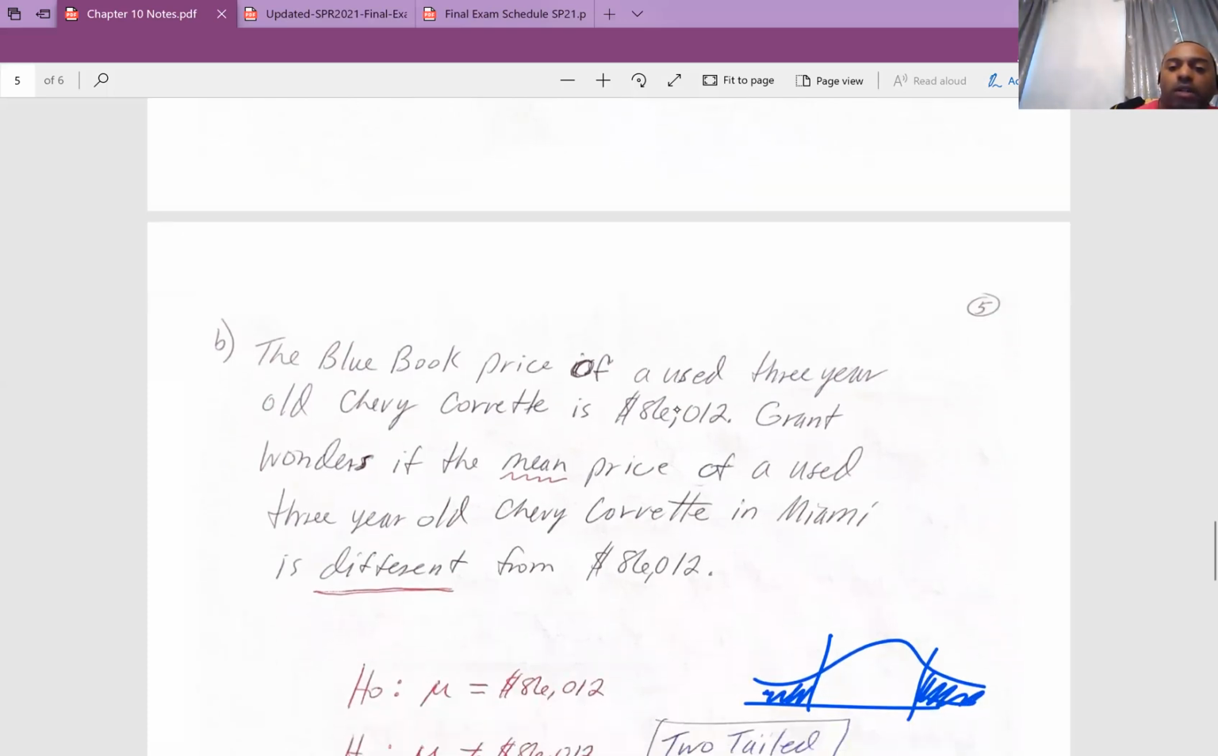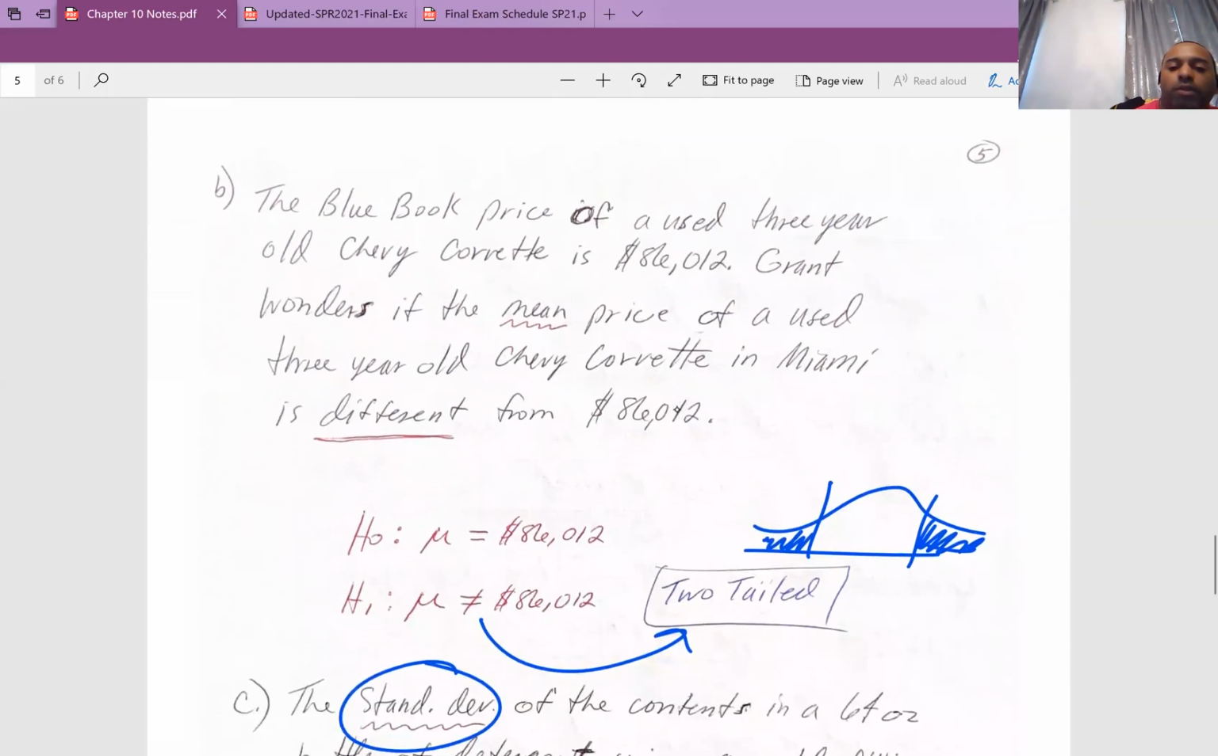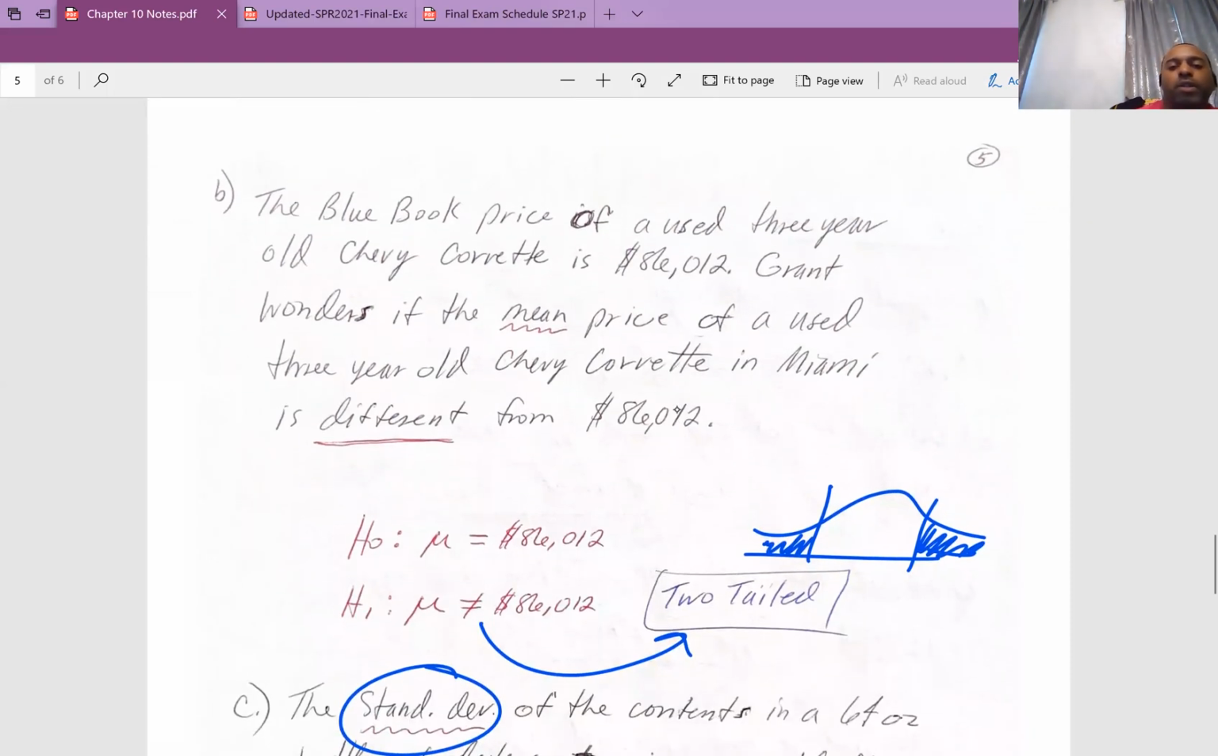All right. So this one is going to be two-tailed for us. Keyword here is different. So we're not talking about more than or less than. It could be either or. We just want to know, is it different? So that's why we would use not equal. So not equal is different. And then we use the mean symbol right here because that's what we're talking about, the mean. And of course, the 86,012 is the number that we're comparing. We want to know, is it different from 86,012? So whenever that's the case, that's going to be two-tailed for us.